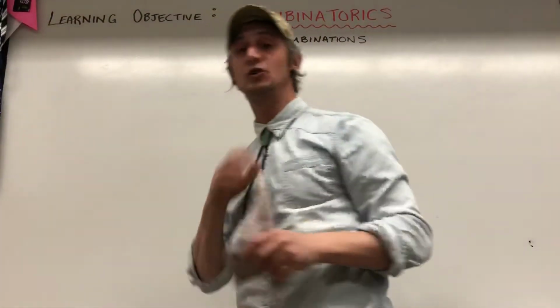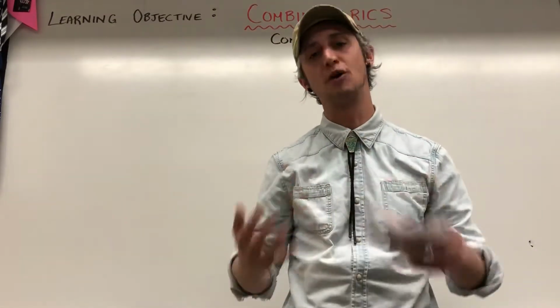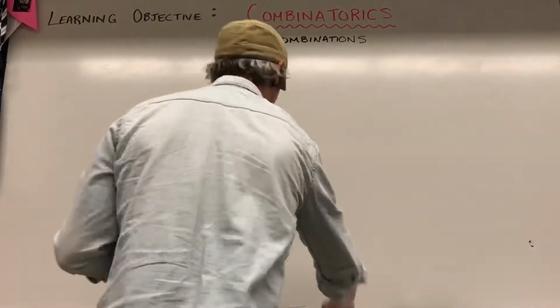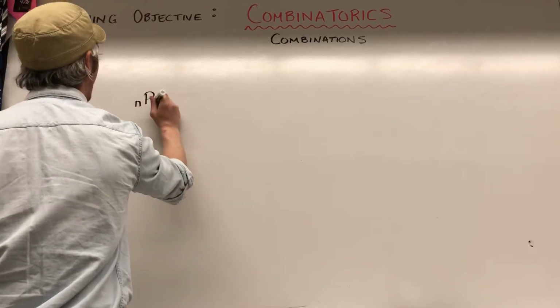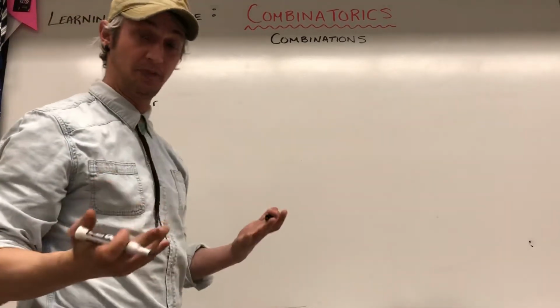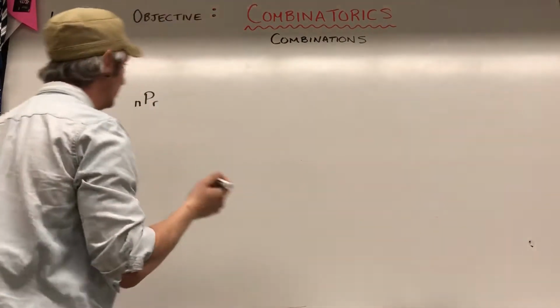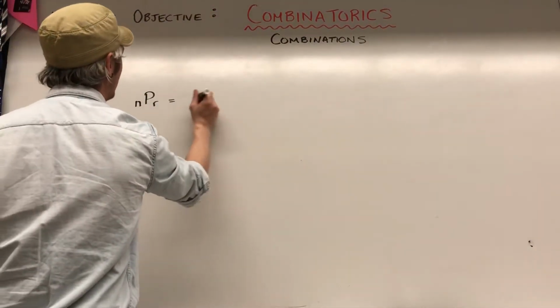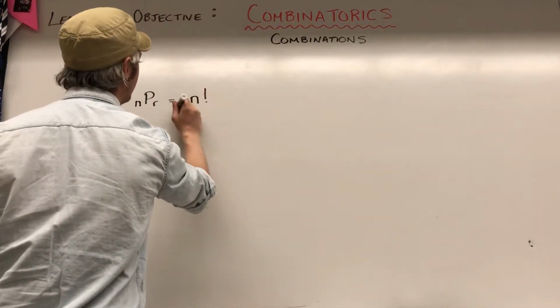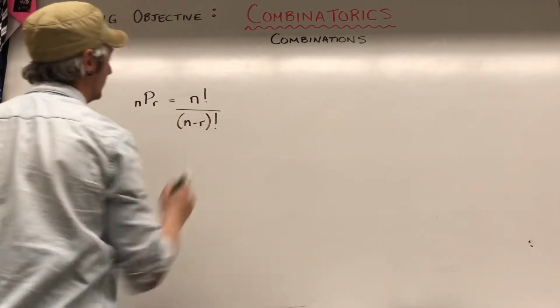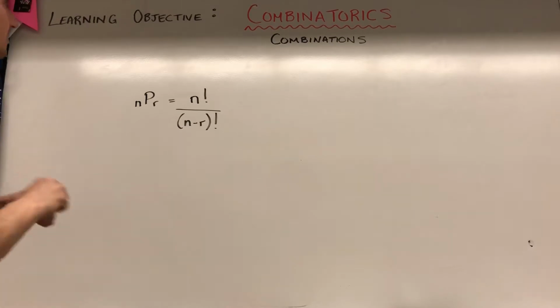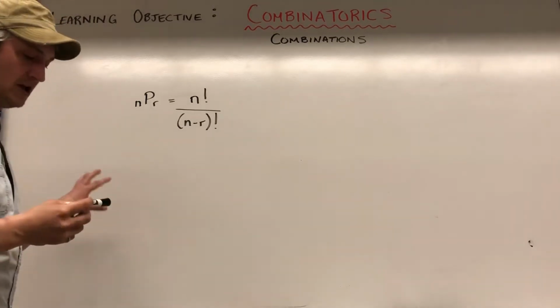So, in the last video, we got introduced to the actual permutation syntax, which is nPr. It's very nice. P stands for permute, which means to order. And we know that that is the same as n factorial over n minus r factorial. Okay, and permutations are when order counts.